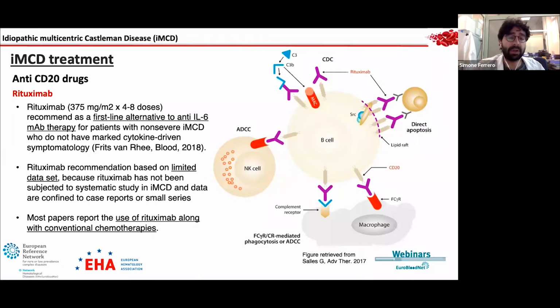Moreover, beyond interleukin-6 inhibition, it is also possible to treat patients with anti-CD20 drugs, in particular rituximab. Rituximab is off-label for Castleman disease, as evidence of its efficacy derives only from retrospective studies, but it could be used as a first-line alternative to anti-interleukin-6 in particular conditions, or as a salvage treatment.